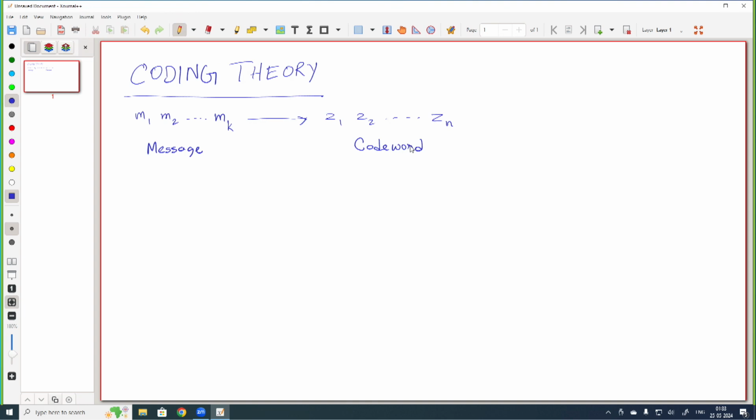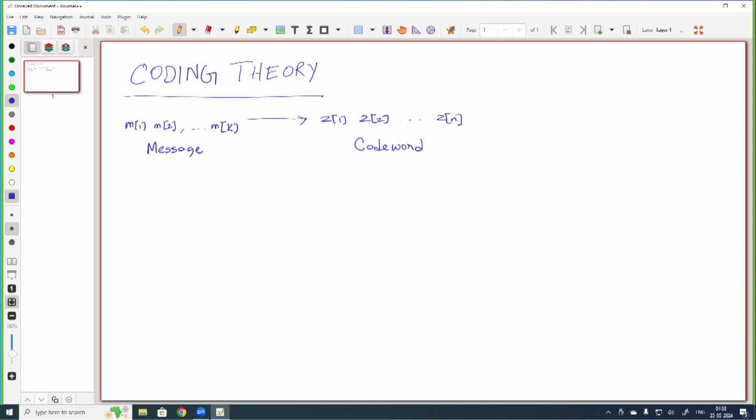One of the things that you saw was this. I have written this like this, and that was a bad idea. Let me erase this and just change the notation. Let me write M1, M2 and so on up to Mk, and this has Z1, Z2, up to Zn.